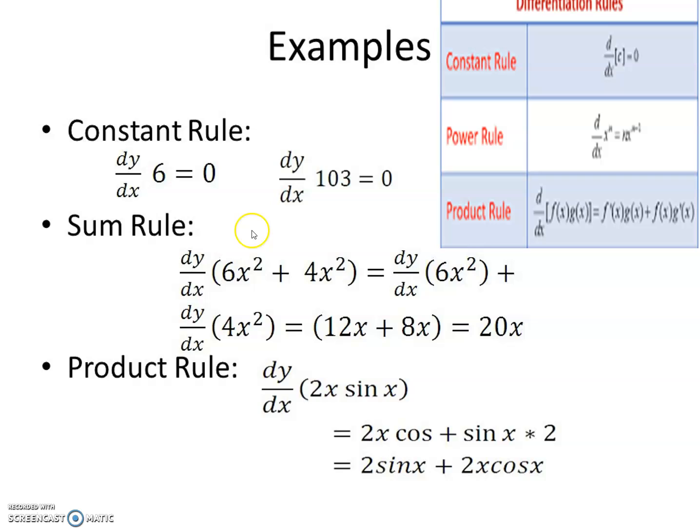So we have to identify the sum rule. We take the separate derivative of each term, simplify, and if the terms have the same variable, we add them. Now the product rule.